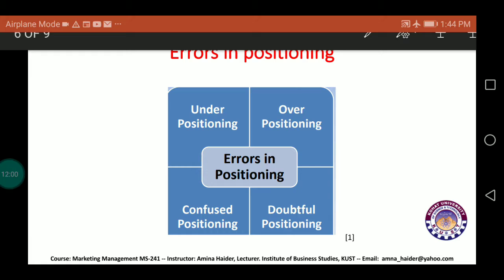The other one is doubtful positioning. There are situations where the buyer finds it extremely difficult to believe the claims made by the brand, given the price, product feature, or the manufacturer. This means the positioning strategy has not been effective in convincing the potential buyer about the goods or products.